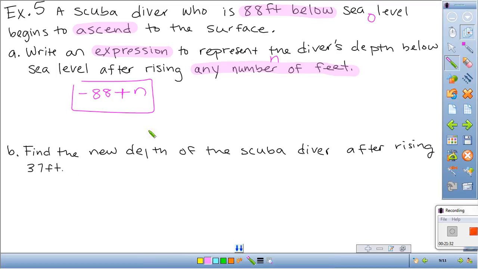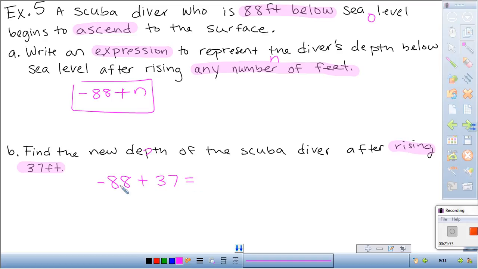On B, they want us to find the new depth, that's supposed to be a P, the new depth of the scuba diver after rising 37 feet. So now they've told us how much he's risen. Before it was any number of feet. Now we know exactly how many feet he's risen. So again, he starts at negative 88, then he rises 37 feet. If he's going up, that's positive. And then we just apply our rules. Same sign or different signs? They have different signs. One's negative, one's positive. So we subtract. 88 minus 37, 8 minus 7 is 1, 8 minus 3 is 5, so 51. And the 88 is larger, it's negative, so our answer is negative, so negative 51.